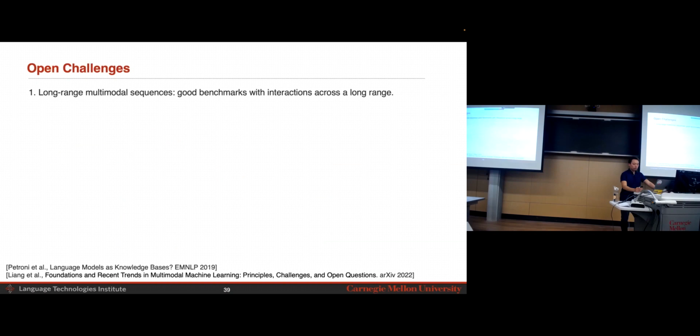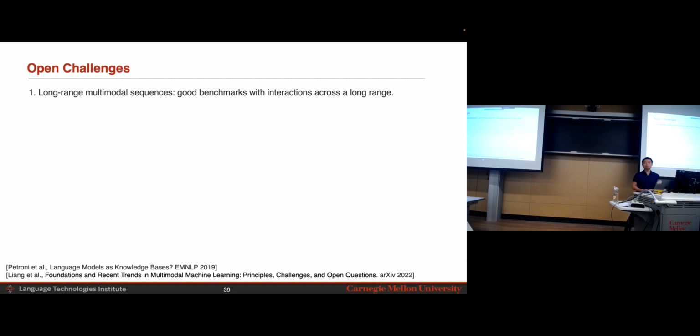But still, a lot of open challenges, right? A lot of what I talked about is in the unimodal case. There's not that much work in multimodal long-range sequences. And perhaps benchmarks are our first way. Like, what are the big good benchmarks that actually require interactions over a long range?